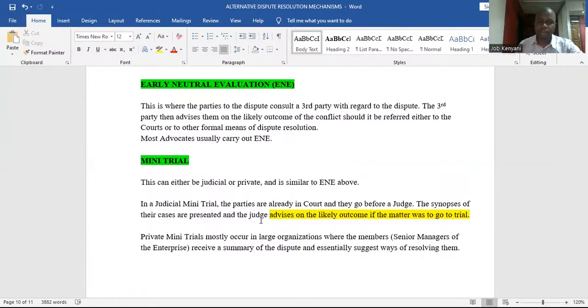So the private mini trials mostly occur in large organizations where members or senior managers of an enterprise receive a summary of the disputes and essentially suggest ways of resolving them. So they have gone to the court, they have seen the mini trial, so they have been advised by the judge. So they'd rather opt to resolve their own commercial disputes by simply looking for an alternative. So the judge advises on the likely outcome of the matter before it goes to trial. So there'll be what we call a mini trial.